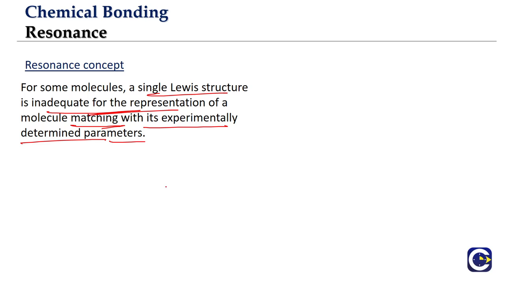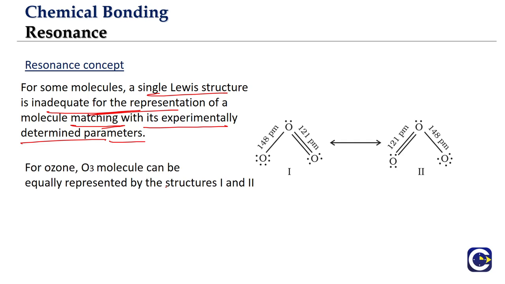Say, for example, the case of ozone. It will have a double bond between the central oxygen and one peripheral oxygen, so we can number them 1 and 2, and there will be a coordinate covalent bond, let us say between 1 and 3. If you look at a single bond, the bond length will be 148 picometer. A double bond between oxygen atoms has a bond length of 121 picometer.